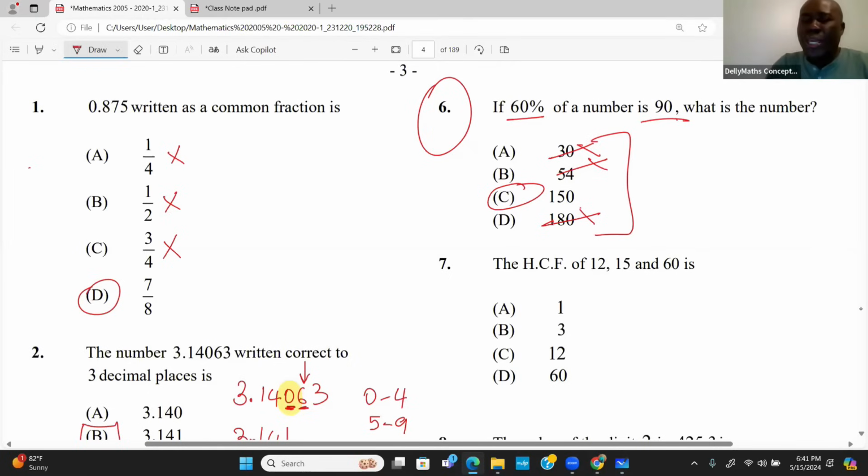Just let me show you another way in which you can work out the original number if you're given the percentage or a fraction of it. Now, they gave you 60%, and you know that 60% means 60 over 100. So in order to find this original number, reciprocate this. Turn it upside down and multiply by 90, and it's going to tell you what the answer is. It works every time.